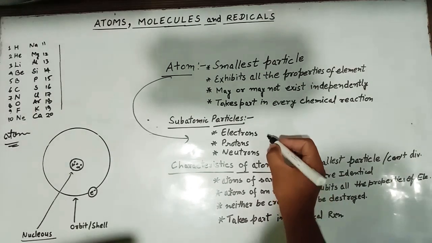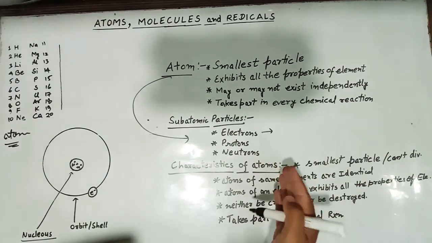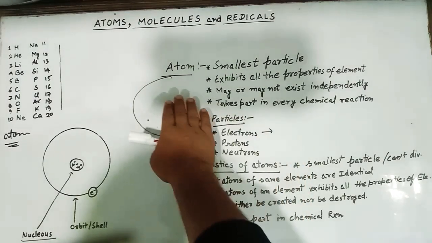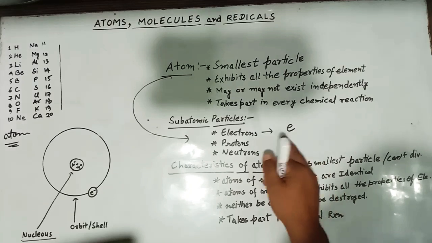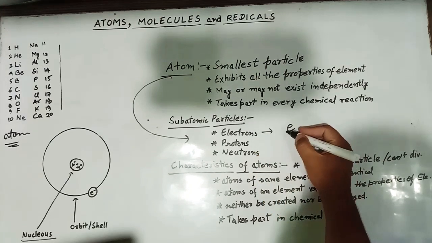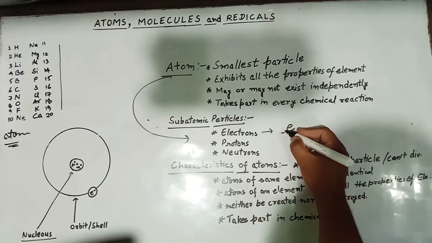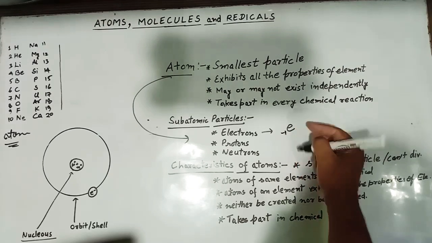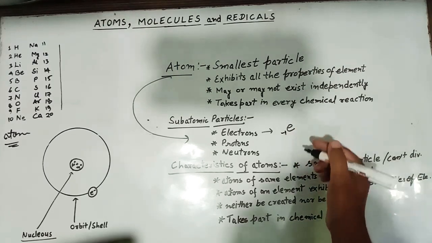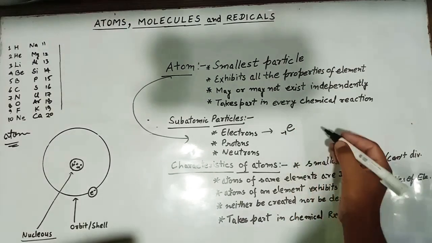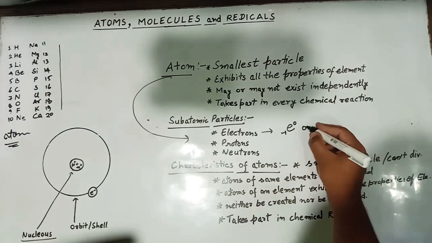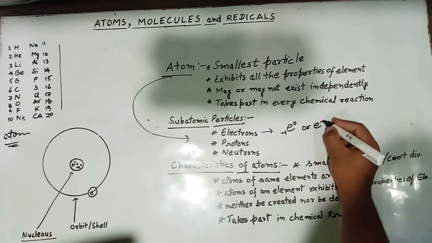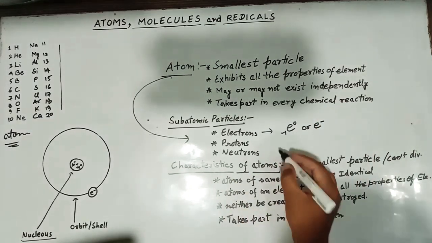So what are electrons? Electrons are the negatively charged particles in an atom. They carry one unit of charge, and the charge on an electron is negative, so we will represent it as -1, one unit of negative charge. The mass of an electron is negligible, so we will denote it like this, or we can also denote it like this, e, negatively charged.